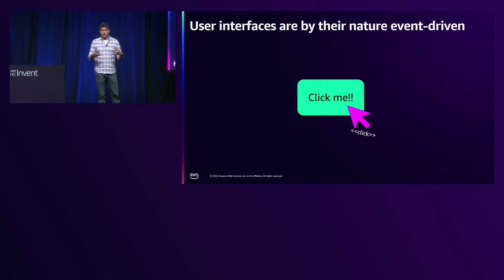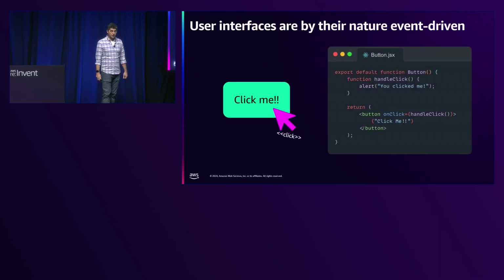The other is that user interfaces, just by their nature, are event-driven, right? When I click on a button or when I scroll or even linger in one place for too long, it's an event, right? And maybe it's an event that a marketer cares about, but it's an event that some event handler is going to try to pick up. So if we click on a button, in this case, we're just going to pop up an alert, right? You clicked me. And we're just writing some really simple code. This is an example in React, but there's lots of versions of this. There's an event, something happens, and we want to do something about it.